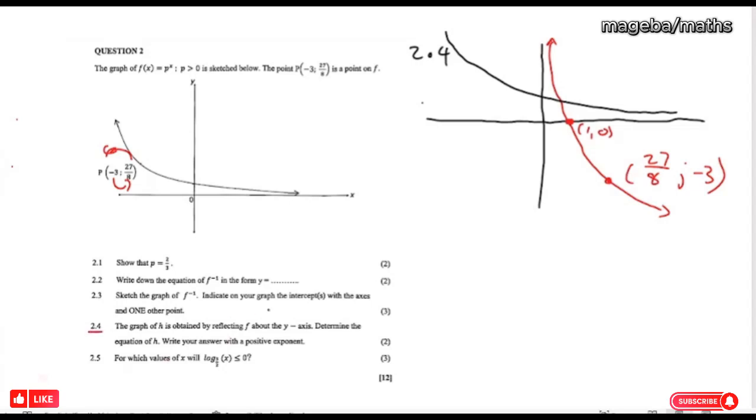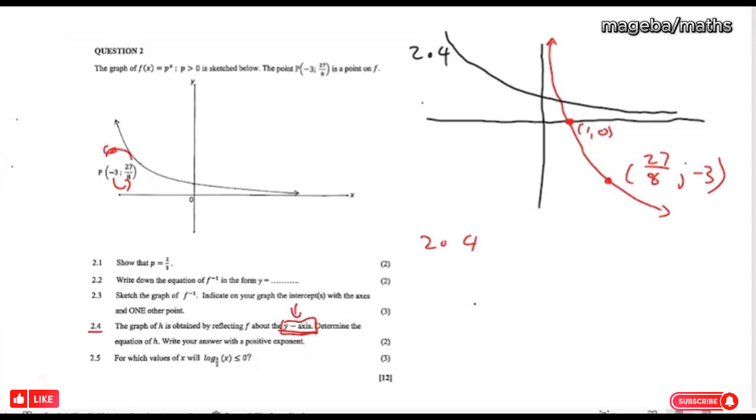Now 2.4, it's saying now the graph of h is obtained by reflecting about the y-axis. Now why the reflection in terms of the y-axis? Now remember, the reflection of y-axis, what is changing if you're reflecting the y-axis? The x values are going to change if we are reflecting on the y-axis.